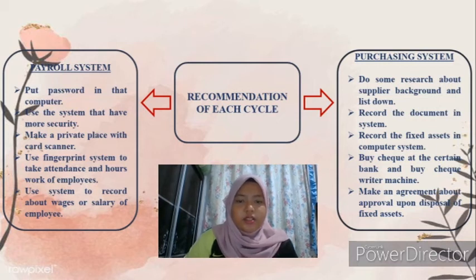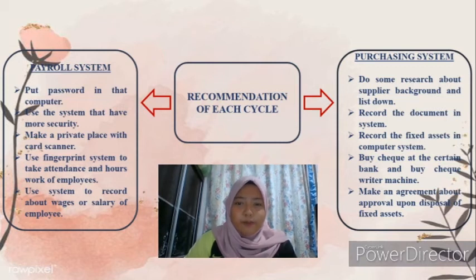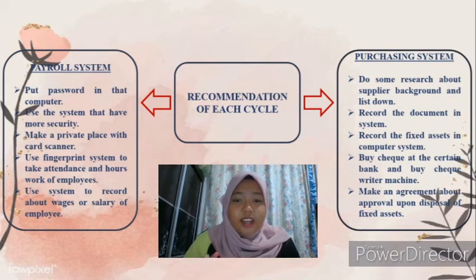Third is make a private place with a card scanner. Make another room that only the head of the human resource department can enter, and place the scanner at the door. So only those who have that card can enter that room. From that, other employees cannot enter that room because only certain persons in that company have that card.